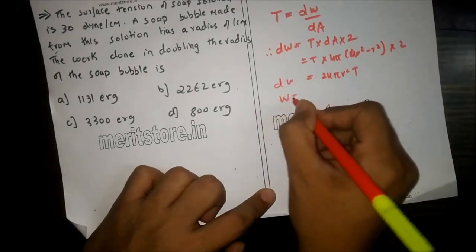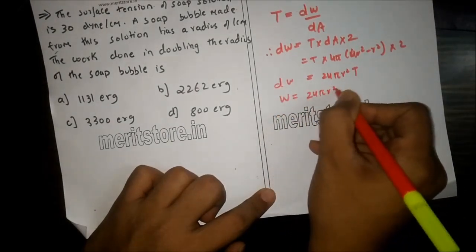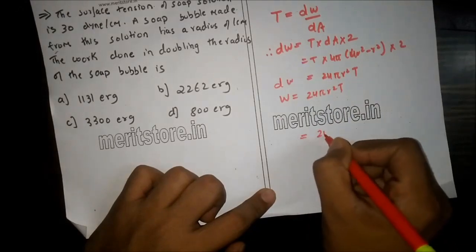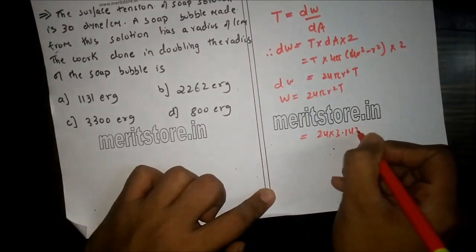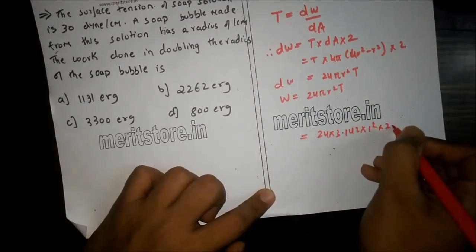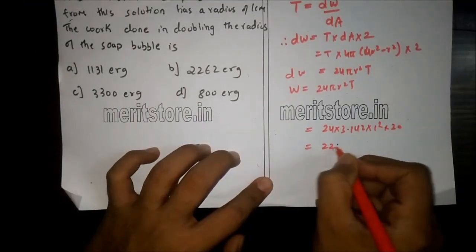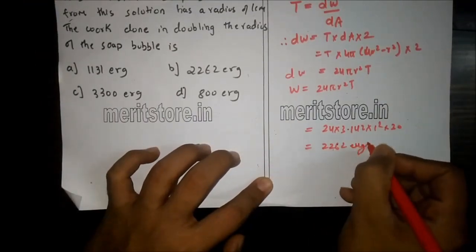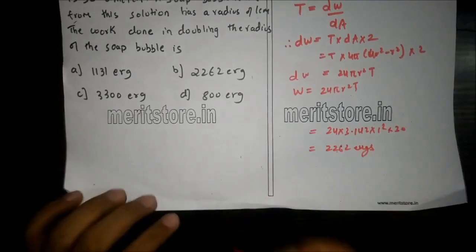Therefore, now the work done will be 24 pi r square T. Now substitute the values of everything. We get 24 into 3.142 into 1 square into 30, which is 2262 ergs. Therefore, here the correct answer will be option B.